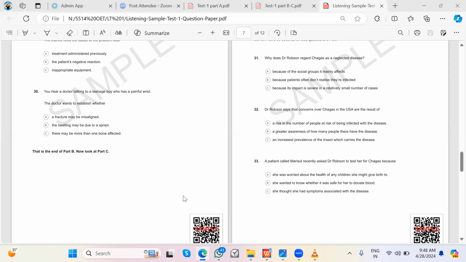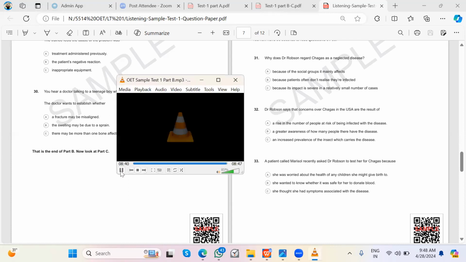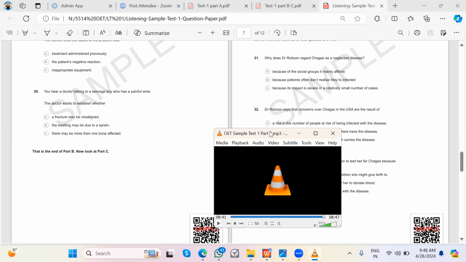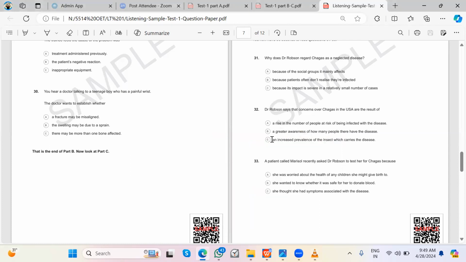Okay. So I'm dictating the answers now. For question number 25, the answer is B. Right? B is for Brazil. 26th is A. 27th is A. 28th is C. 29th is A. And 30th is A as well. So please tell me how many of yours are correct.